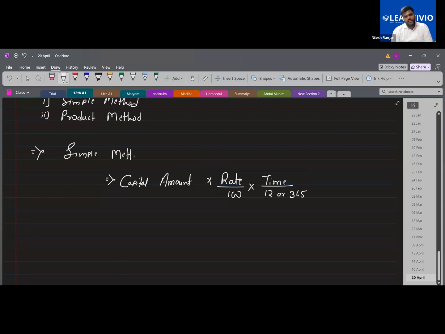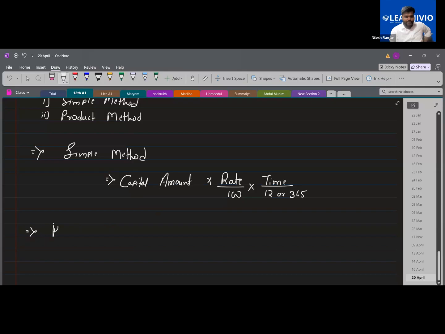Now, in this method, if there is any change in the capital amount, then you have to calculate interest. You have to use this formula 2 times, 3 times, meaning however many changes there are. You have to see that and then use the formula accordingly. If there are 3 changes, then you have to apply this formula 3 times. If there are 4 changes, then you have to apply this formula 4 times. So for every change, you have to use this formula separately, and at the end, you will add all the interest together.